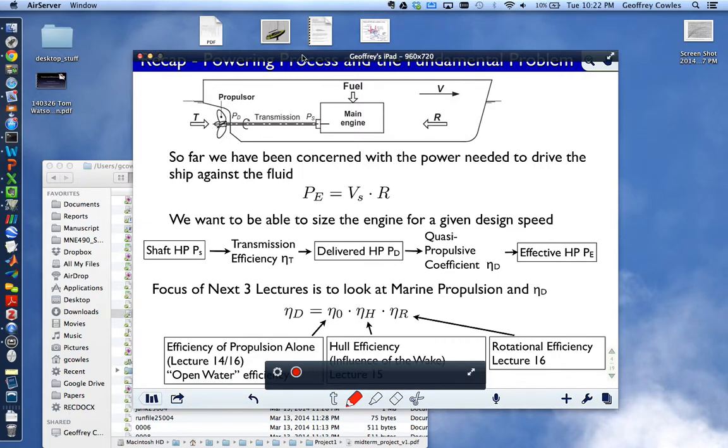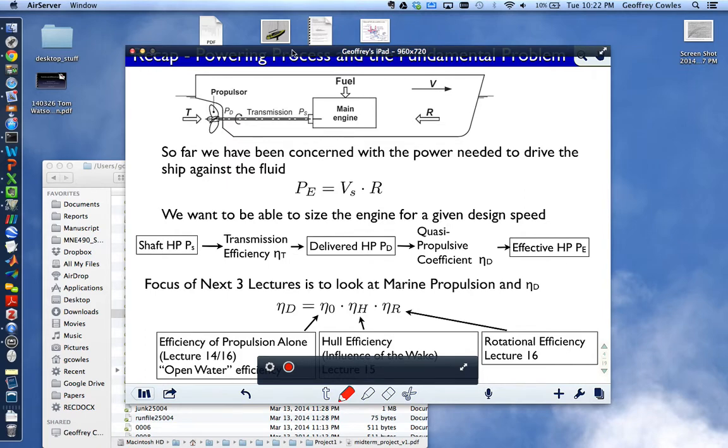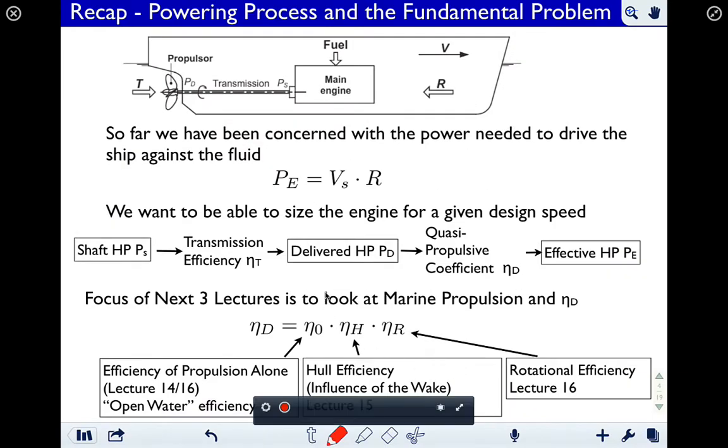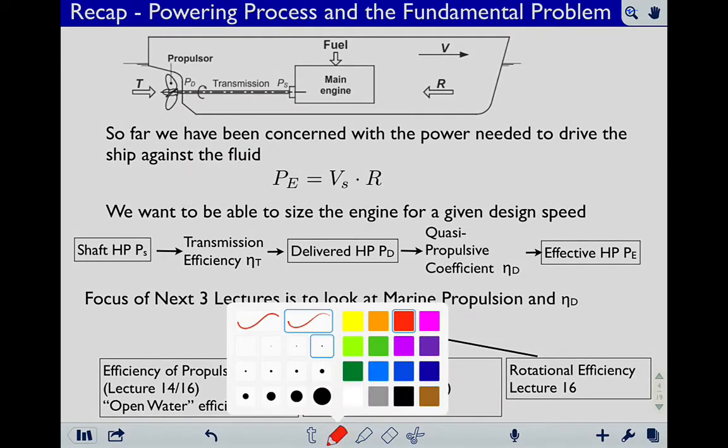Okay, this is a brief lecture on the wake and hull efficiency slides we missed in class today. So going back to our propulsion problem, we have this idea.